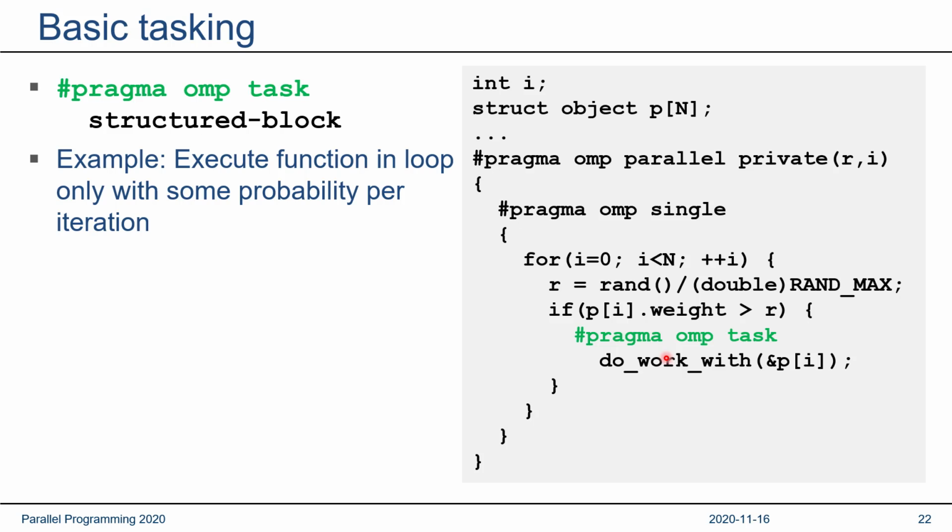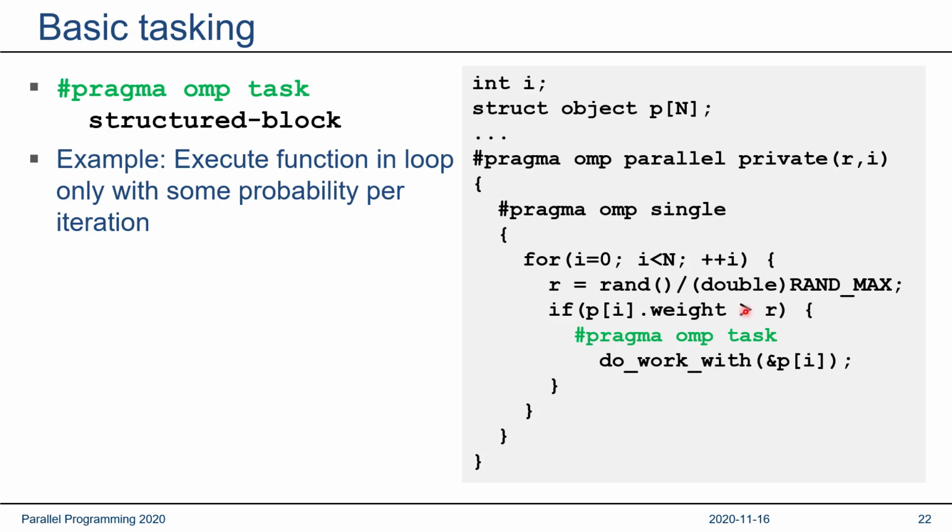The syntax is very simple: pragma omp task followed by a structured block. In this example, we want to execute a function in a loop, but not in every loop iteration, only with a certain probability. Now we have an array of structures of type object called P. We enter a parallel region, we enter the single region, and within the single region, we have this loop from 0 to n-1. Within the loop, we calculate a random number. You know this from one of the exercises. It's just a number that is between 0 and 1.